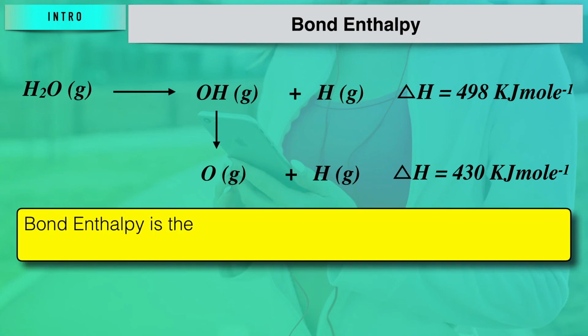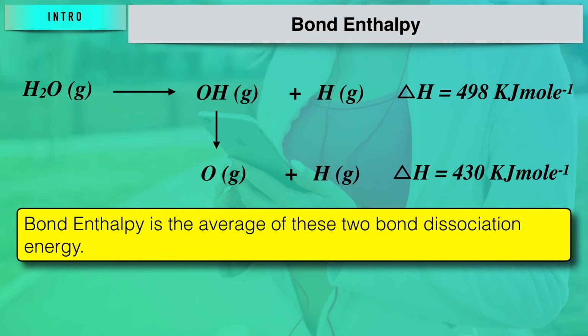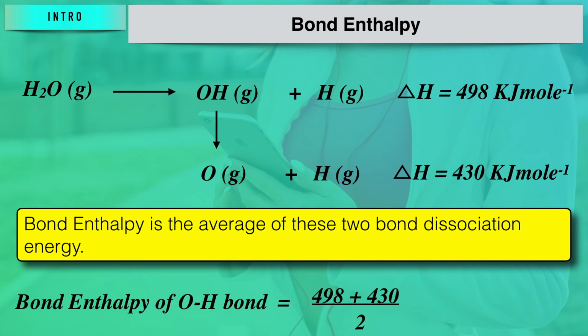Here the bond enthalpy is taken as the average of these two bond dissociation energies. So the bond enthalpy or bond energy of the OH bond comes out to be 464 kilojoules per mole, right? So in general, now we can say what bond enthalpy is. Bond enthalpy is taken as the average amount of energy required to break 1 mole of bonds of a particular type in gaseous molecules. Is it clear?